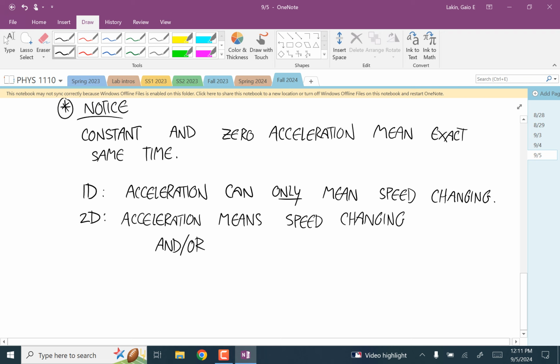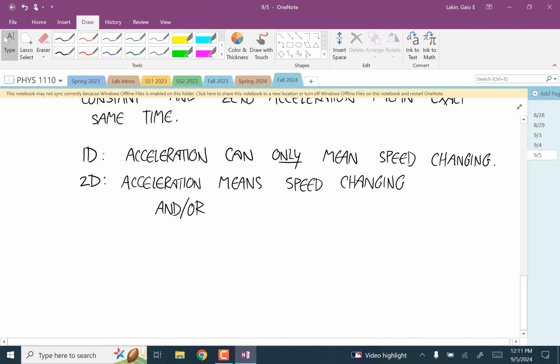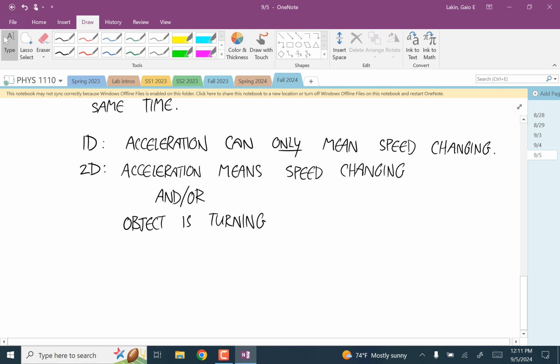There's something else that acceleration can mean in 2D. It can mean the object is turning. Since there's no such thing as turning if you're moving along a line, we won't see this yet. So I just want to put that in the back of your mind for later when we get to two-dimensional motion.